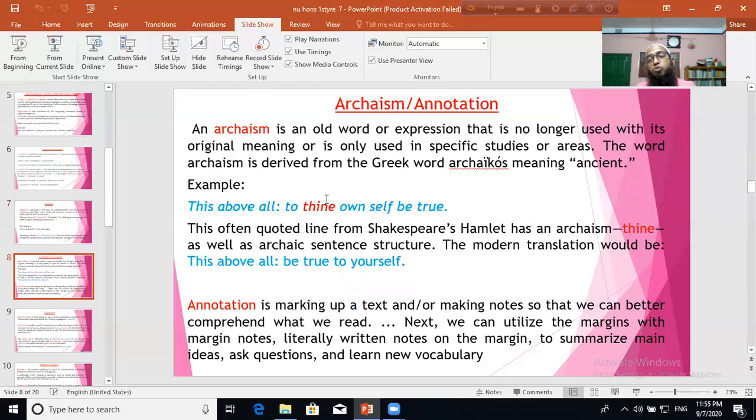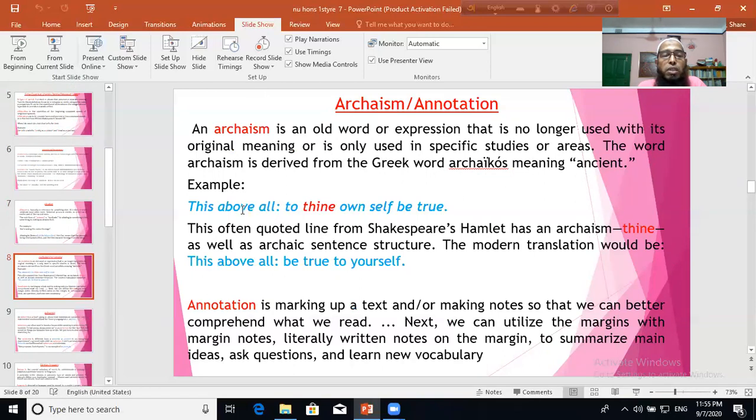Now archaism and annotation. Archaism: when you are reading literature, especially poetry, you will find this type of use of archaism. So that's why you need to know what archaism is. An archaism is an old word or expression that is no longer used with its original meaning, or is only used in specific studies or areas. The word archaism is derived from the Greek word archaikos, meaning ancient.